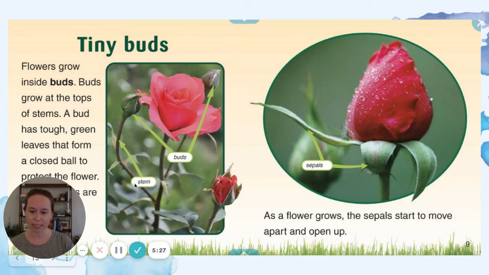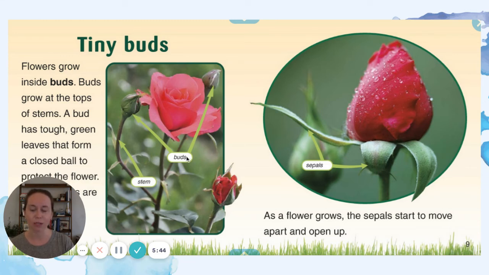Let's see, this label says stem. That's not really what I'm looking for. Oh, this label says buds. Oh, and the arrows are pointing to this part here and this part up here. Oh, so now I understand what a bud looks like.